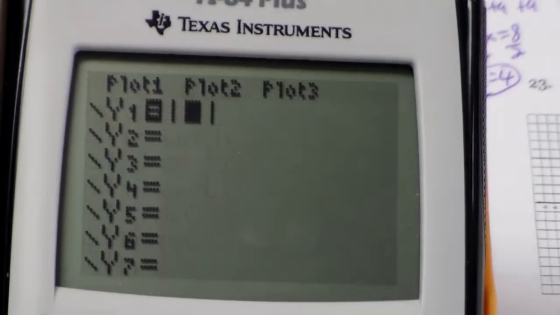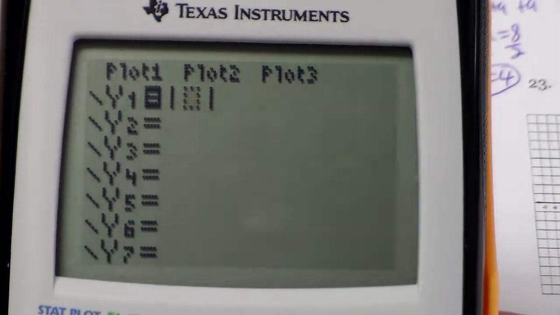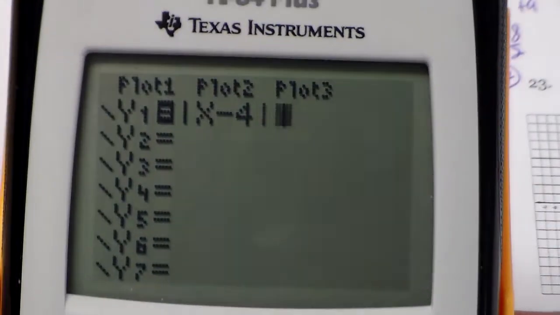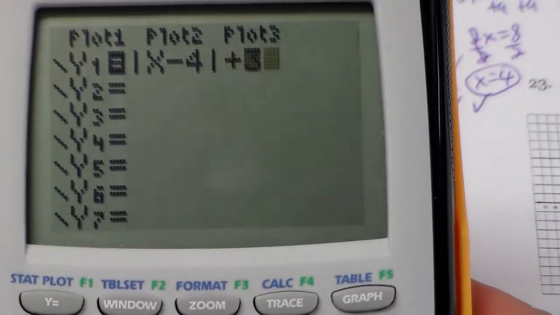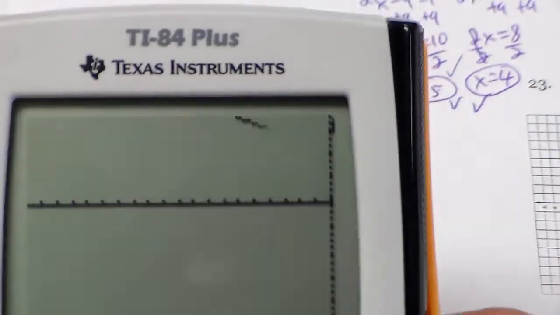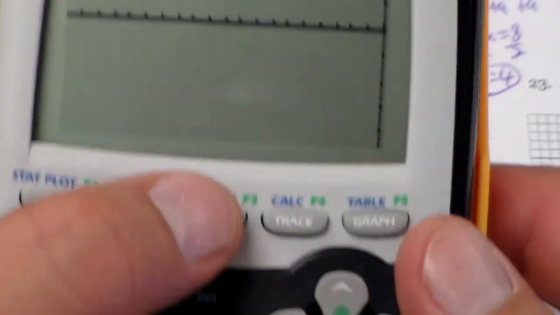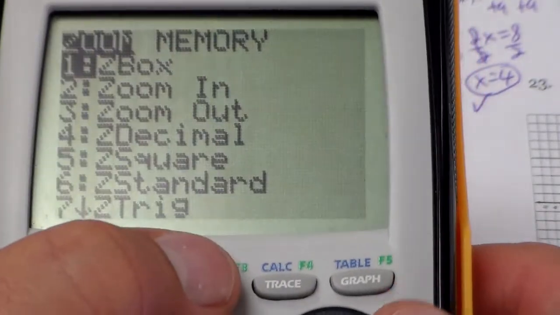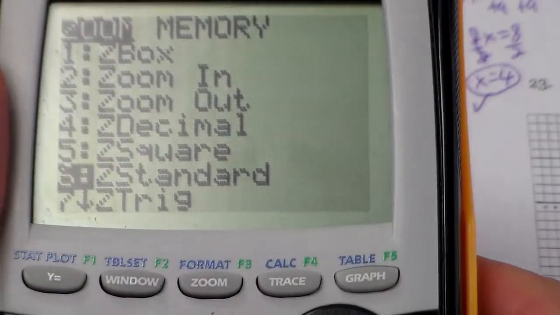ABS stands for absolute value. So the absolute value of x minus 4, so x minus 4, right arrow, and then plus 3. Okay, perfect. So we'll push graph. And so I've got to fix my window, so we're going to hit the zoom button, and then go to zoom standard. That fixes the 10 by 10 graph.